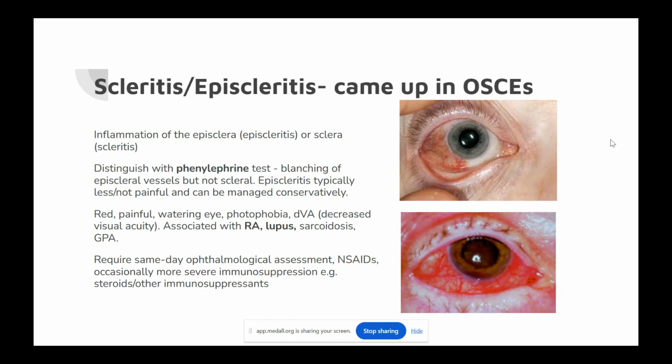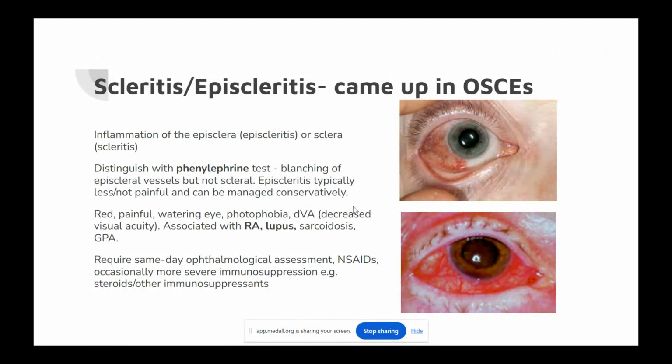Right, scleritis and episcleritis. This came up in my OSCEs, so we'll quickly talk about it and I'll tell you guys what questions came. In very simple terms, episcleritis is inflammation of the episclera, the layer right above, and scleritis is inflammation of the sclera, which is a bit deeper. To distinguish, you use a phenylephrine test, and basically what happens is this. If you put in phenylephrine and the vessels blanch, then it's episcleritis, because if you think about it, it's more superficial, so it's more affected by the drops.